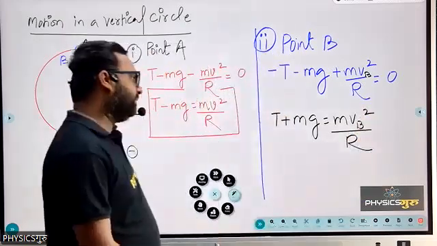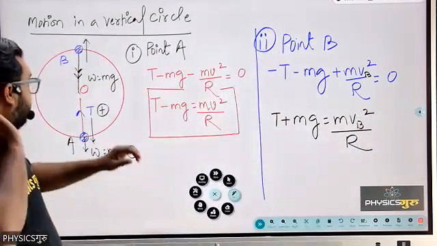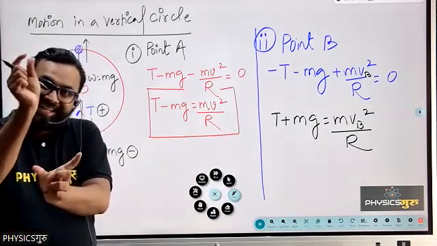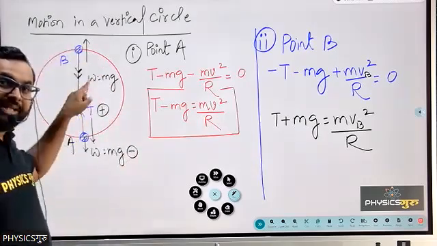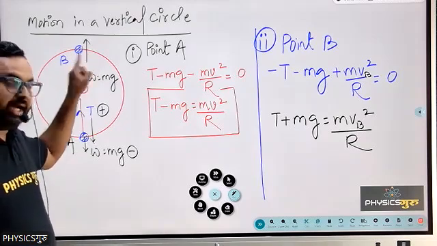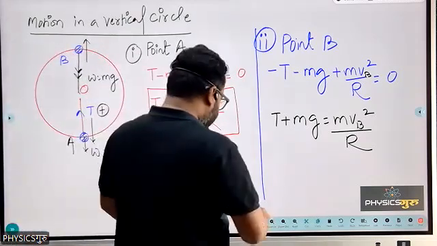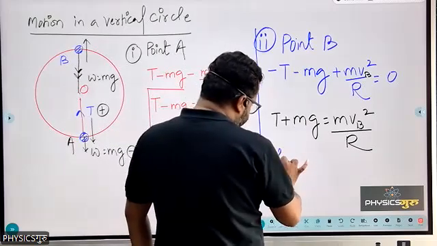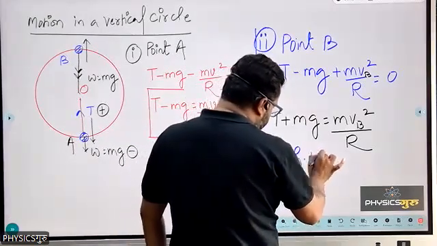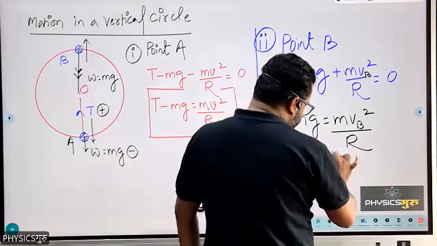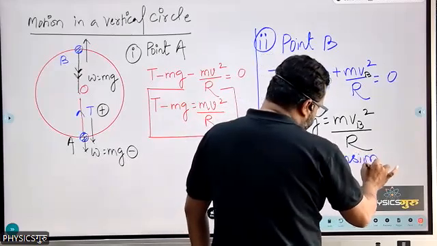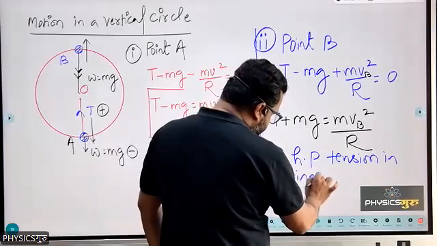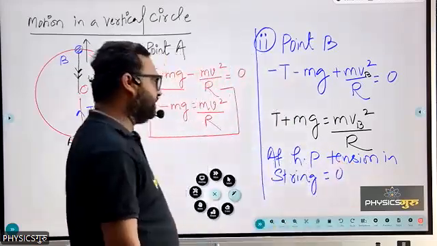Now, when we talk about tension at the highest position, at the highest point, tension is always zero. There is no tightness in the string at the highest position. So at the highest position, tension in the string is zero.